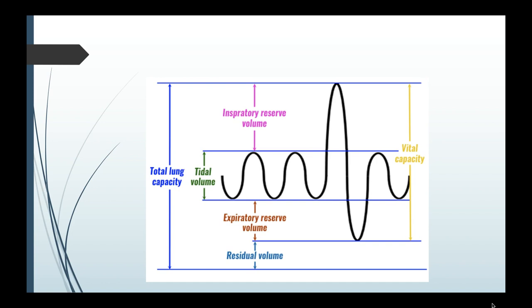The residual volume at the bottom is the small amount of air that remains in the lungs to keep the lungs inflated. And the total lung capacity, which you can see on the left, is all the inspiratory reserve volume and residual volume together. Okay, so that's the total lung capacity.